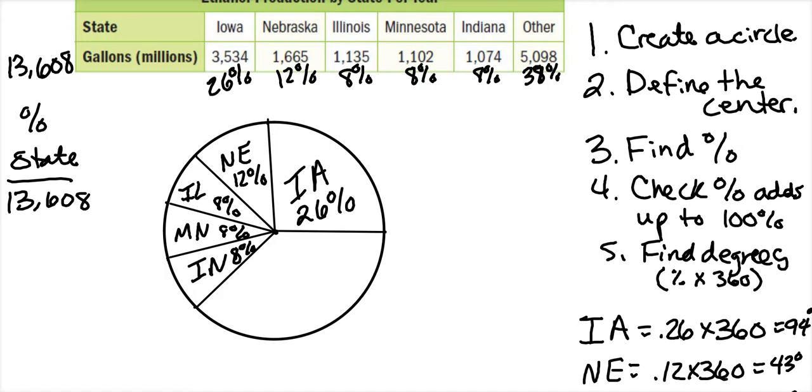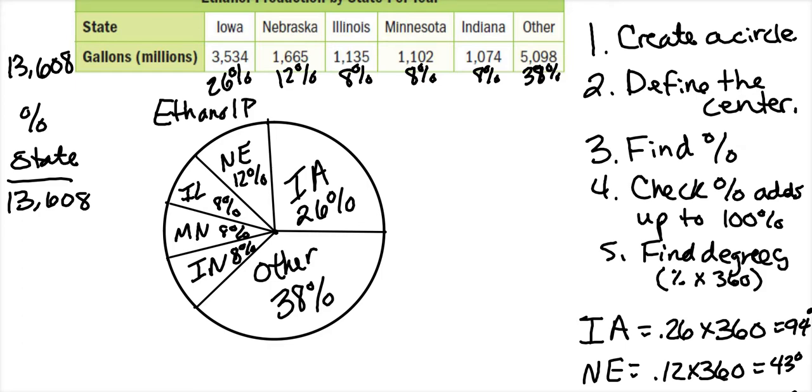All right, so then the last one is called Other, and it is 38%. And there we go. Okay, so we now have our circle graph. And let's go ahead and give this thing a title, and we're just going to use the same one that it already has. It's called Ethanol Production by State per Year.